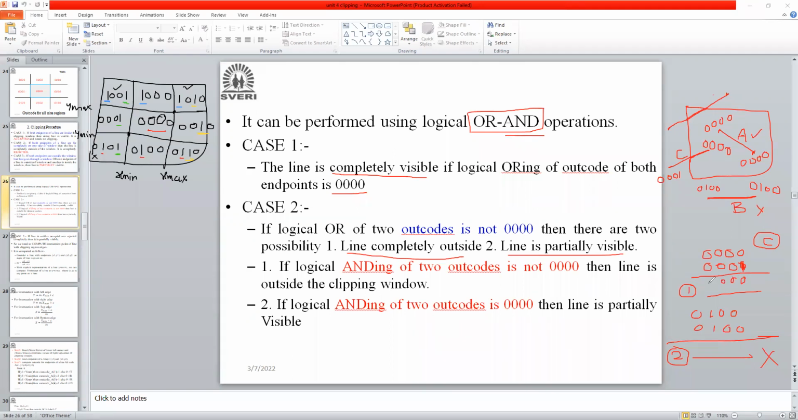So I am getting the result as 0000. AND operation for the end codes of C line. Now we will see what happened with B line. The end codes of B line are 0100 and 0100. So I will perform the ending between these two. So 00 will give you 0. Now 1 and 1. So when both the inputs are 1, then the output is 1.